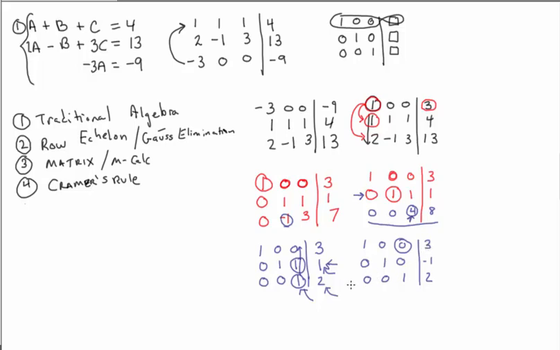And there we have it. We have the values A, B, and C. Now this one turns out to be C because I switched it in the beginning. This one is going to be the value of A, and this one here is going to be the value of B. So we have A is -1, B is 2, and C is equal to 3. The same result you get if you were to do your traditional algebra.